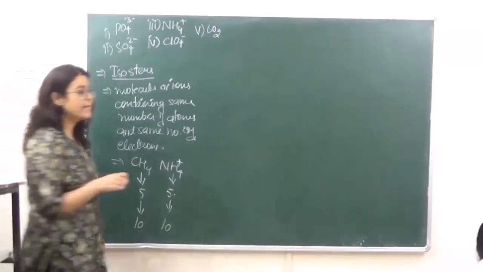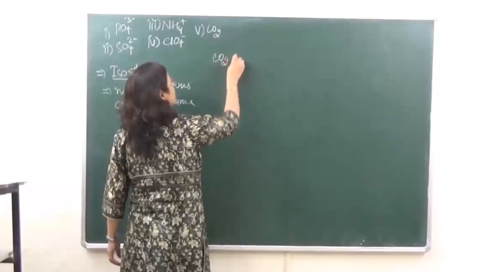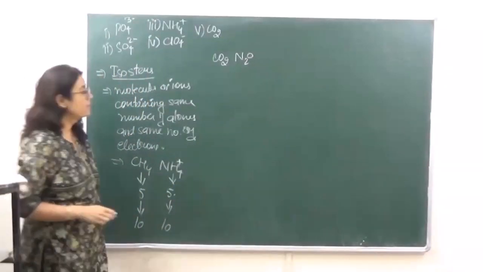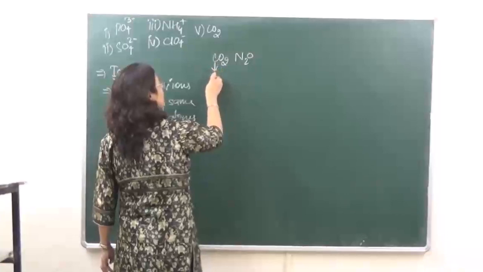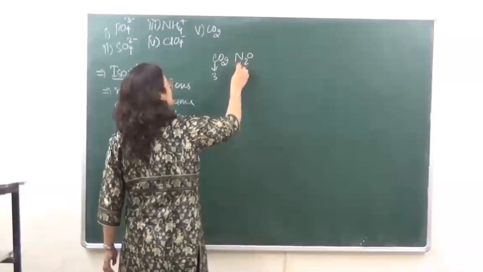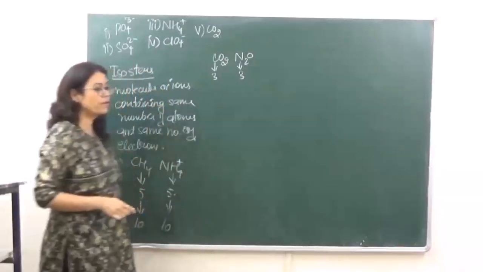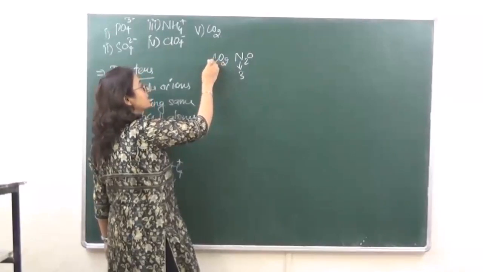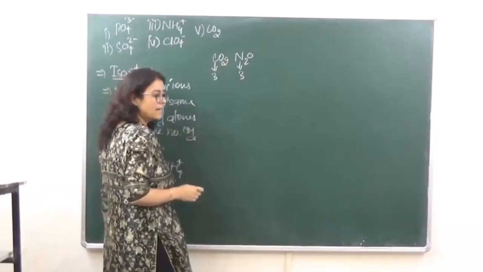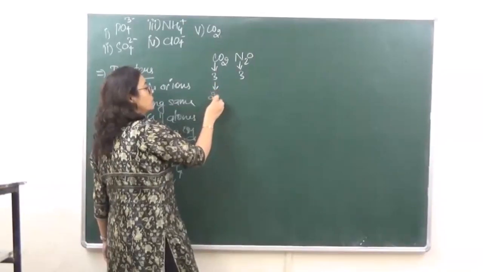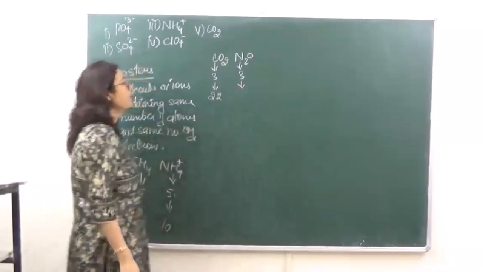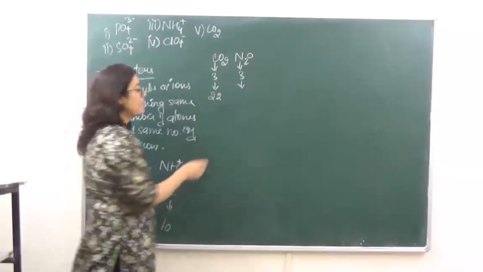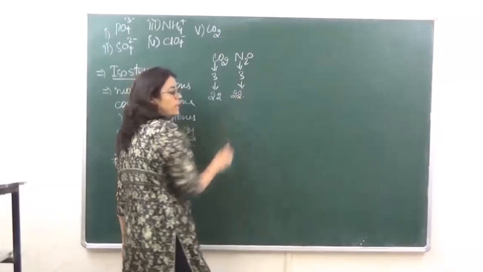Okay, let's take another example. We have carbon dioxide and nitrous oxide, right? The number of atoms in carbon dioxide is 3. The number of atoms in N2O is also equal to 3. Okay? The number of electrons will be 6 and 2 into 8, 16. 16 plus 6 is equal to 22 electrons. Similarly over here, 7 twos are 14. 14 plus 8 becomes equal to again 22 electrons.